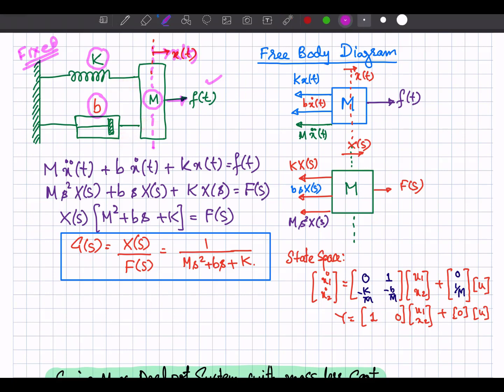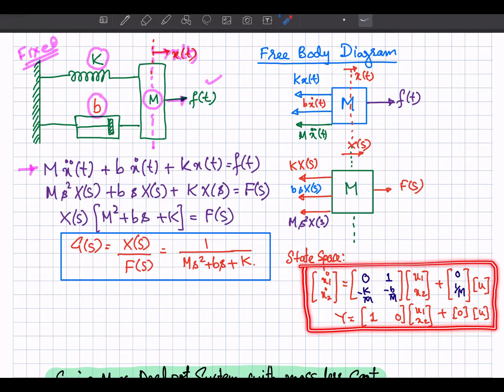You can write down the state space equation for this system with the help of the differential equation that you have considered over here. This is the differential equation defining the system. We have already discussed it in the previous video. You can refer to that video to understand how we can write down the state space equation for this system. So the state space representation of this system is given by this set of equations, right?